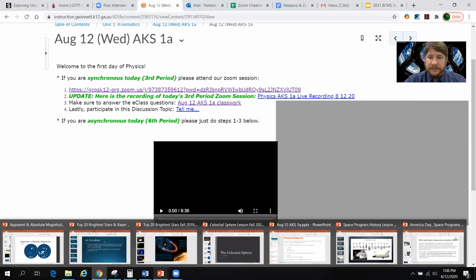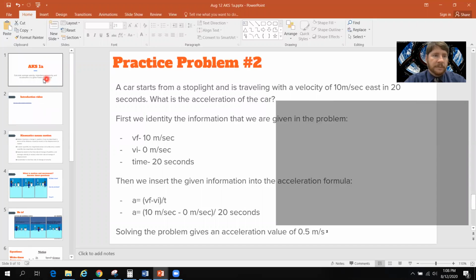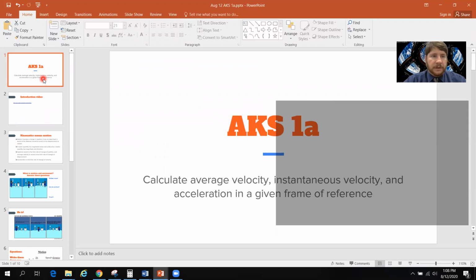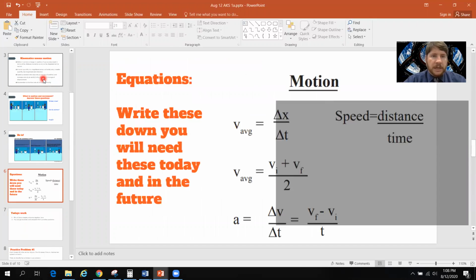I've downloaded that separately or offline as a PowerPoint. So I'm going to just pull it up here. And again, what I'm going to focus on is the practice problem and the equation sections. And here are the equations. And it says write these down. And you will need these today and in the future.